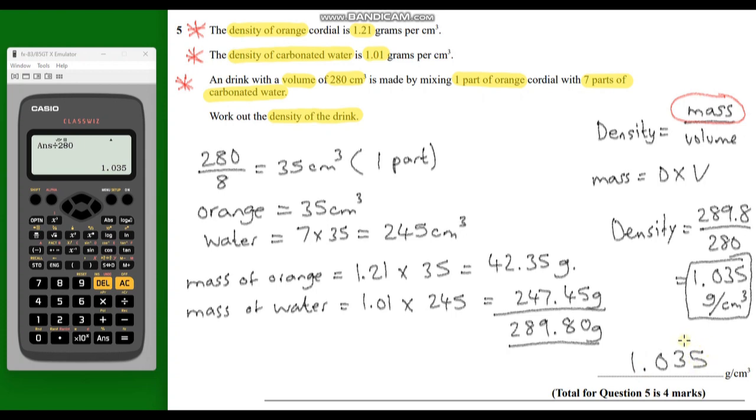1.035. Now you can do a dummy check of your answer. I'm not saying that it's going to be 100% correct, but the density should be between the 2 densities that you've been given. So it should be between 1.21 and 1.01, and the reason for that is because it's a mixture of both products. So it should always be between those two densities, which it is.